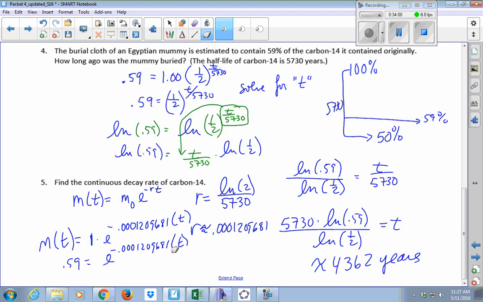Is half-life always 5,000? For carbon-14. Yeah. Half-life for different elements can range from really short amounts of time, like seconds. Think about drugs in your body. They all have different half-lives. Or they can be millions of billions of years.